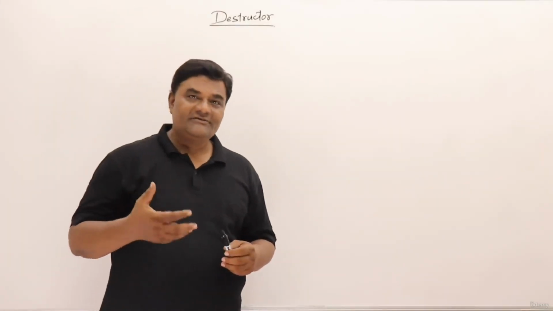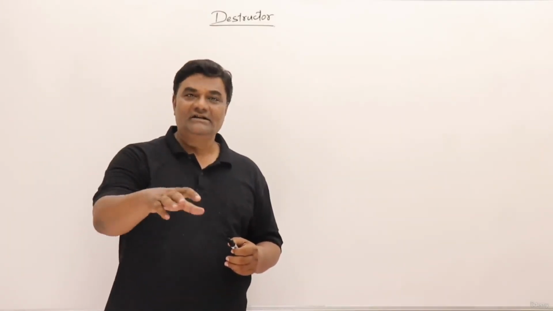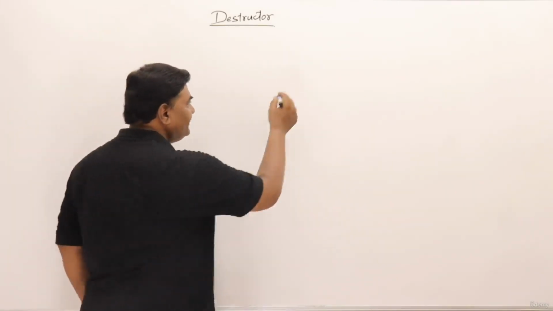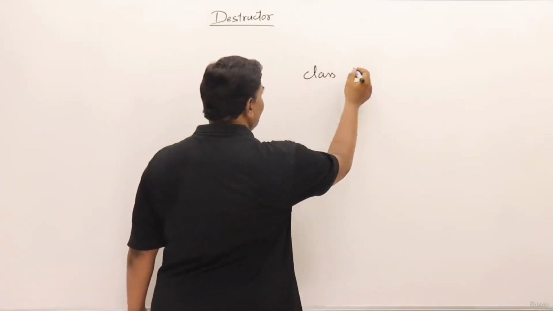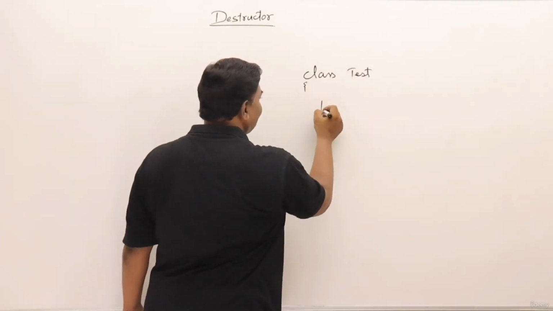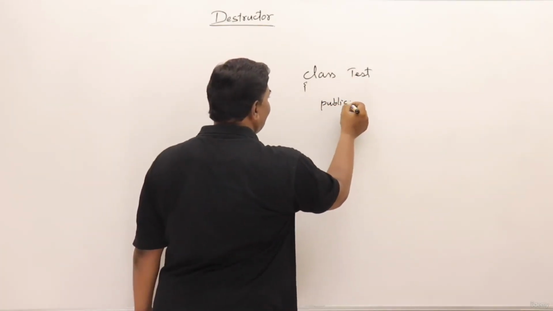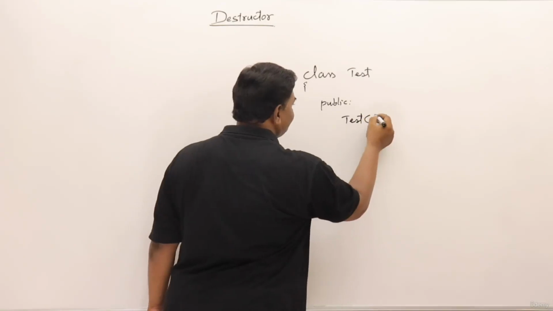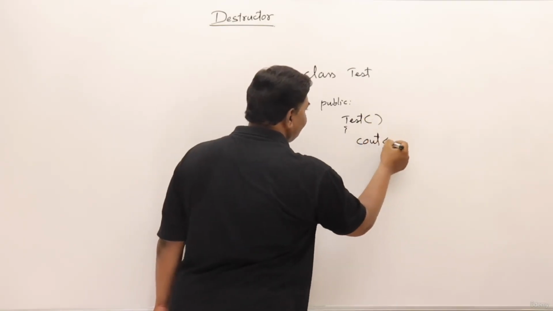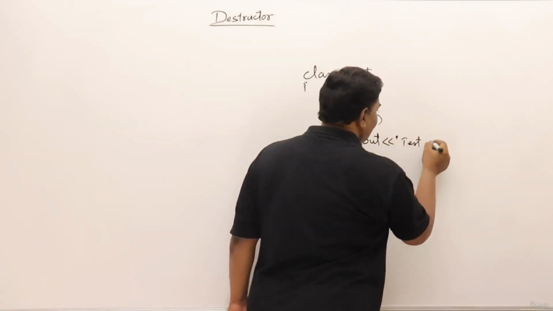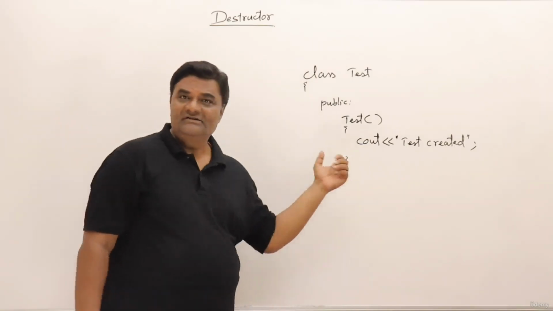The topic is destructor. We are already familiar with the constructors. Now let us learn about destructor, what these are. So for explanation, I will take one simple class. Let us take one class called test, and inside this public I will write one constructor test, and here I will say cout test created.